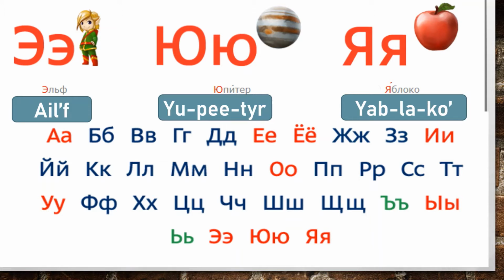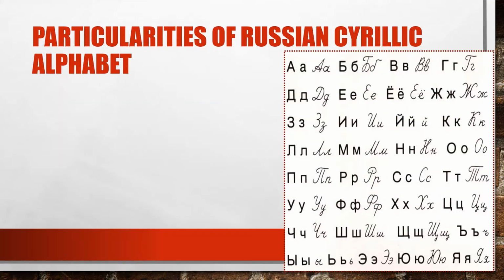Now, some of these letters are similar to the Latin alphabet and some of them are completely different. We're going to have a look at how to read in Russian, and we're going to have a look at very short words. So it will be usually one syllable or two syllable words, and a few exceptions with three syllable words. Before we start practicing our reading skills, let's have a look at particularities of the Russian Cyrillic alphabet.